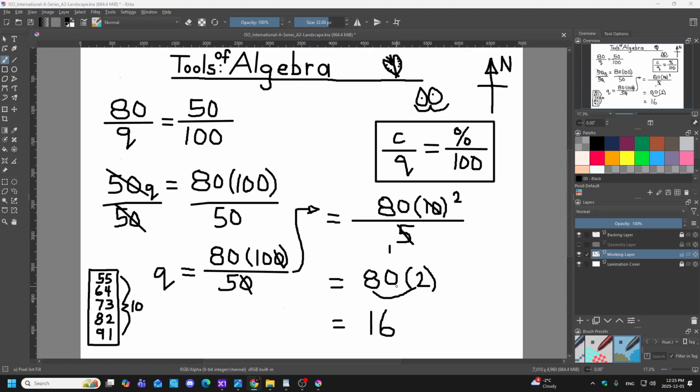8 times 2 is 16. Just bring down the 0 and we're done. Okay? That's it. Right? And we pretty much could figure out the answer, right? You can see how the left-hand side equals the right-hand side. It's a balancing equation thing. Okay, you can see this now, right?